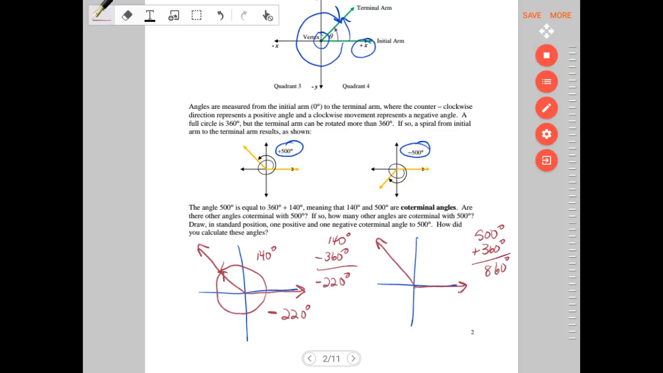Now, 500 was one full rotation around, and then a little bit more. So to go another 360 is another rotation, and a little bit more. So that measures positive 860 degrees. Okay, and again, you can keep going around and around the circle as many times as you like. Each time you get to the terminal arm, that produces another coterminal angle. Okay, next page.